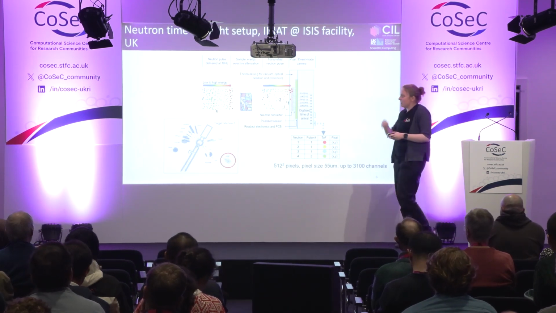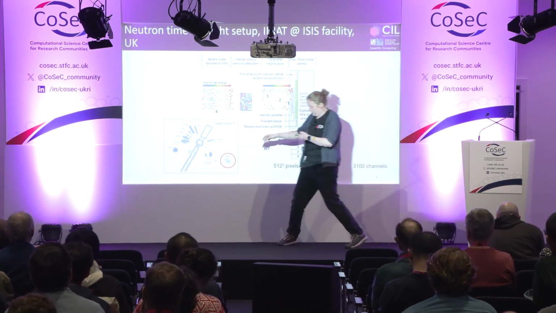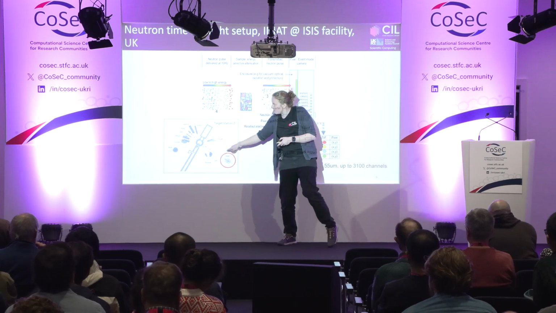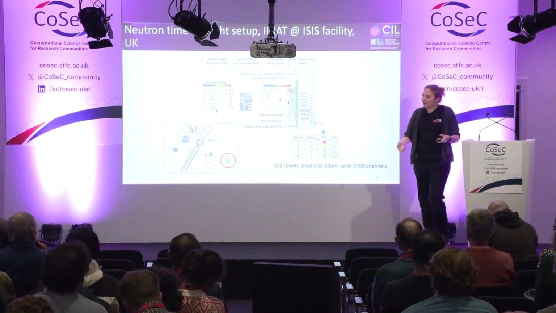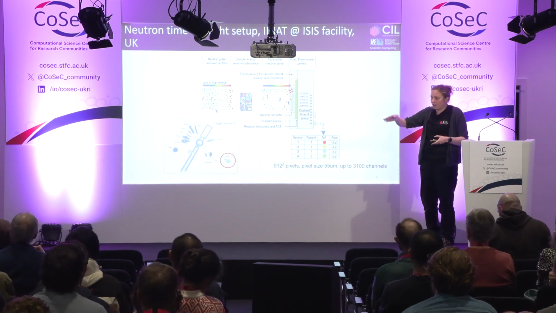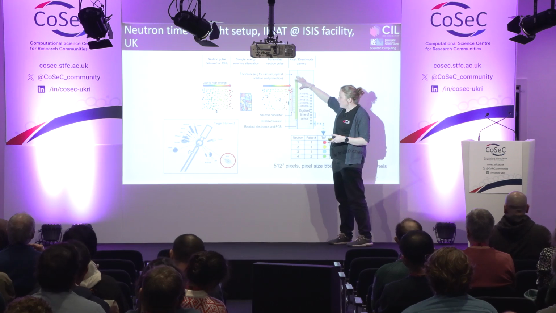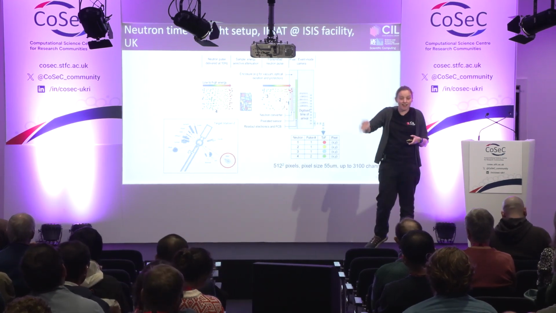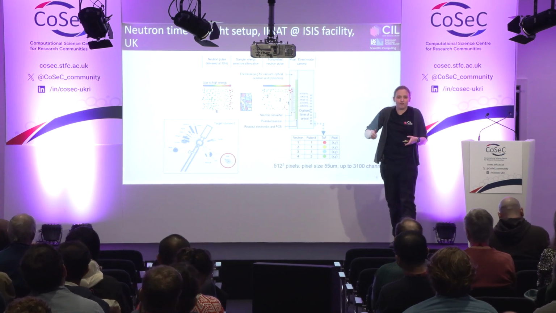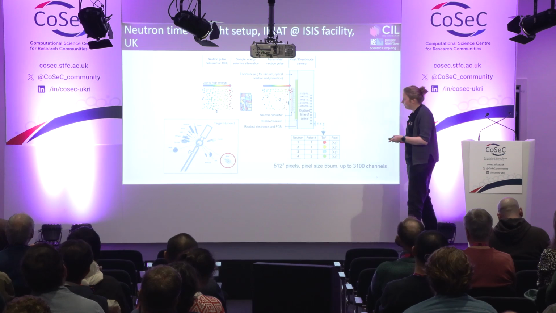So this is data taken from IMAT at ISIS. So this is target station 2, and here's IMAT down the bottom here. So one thing that we can do on IMAT is that neutrons are released in pulses, and by using detectors that detect not just where the neutrons hit the detector, but when they hit the detector, we can get information on energy. So the faster the neutrons, the more energy they have.